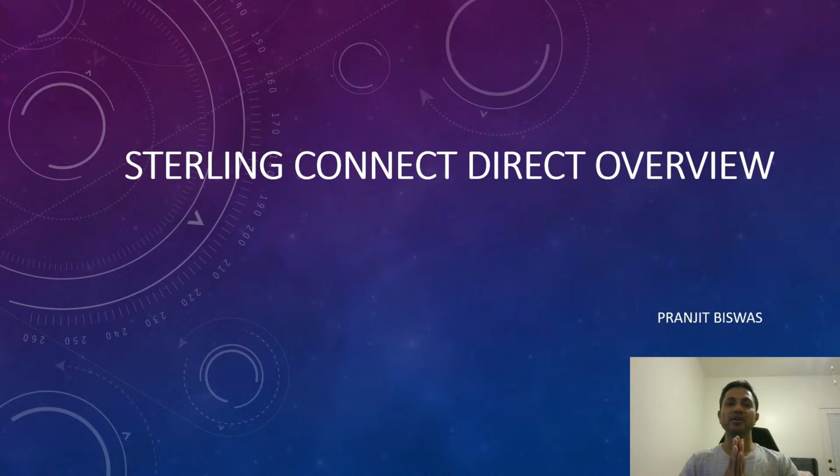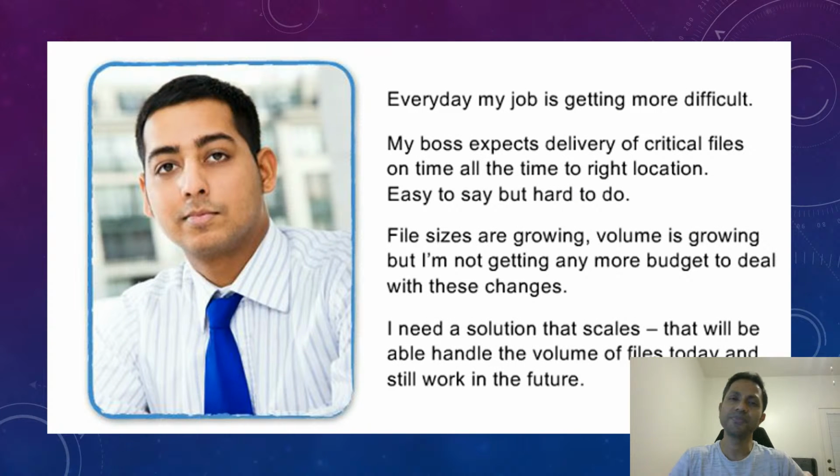So let's dive in and see what the problem statements are that IBM Sterling Connect Direct actually helps alleviate. Now, if you see over here, we talk about critical file transfers, and that too on time to the right location. It's very easy to say, but very difficult to implement. When the data is getting transferred over the internet, you don't have control when the file goes out over the wire. It goes through multiple hops and ultimately reaches its destination.